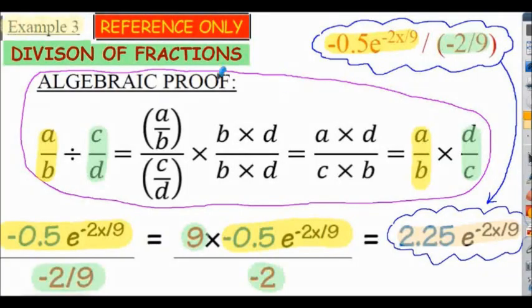Example 3 continued, and again purely for reference, this slide shows our division of fractions. We consider our one-line format in here. We got negative 0.5 multiplied by e to the negative 2x divided by 9, and that's all divided by negative 2 divided by 9. Referring to our algebraic proof of division of fractions, we can actually write that as 9 multiplied by the negative 0.5 multiplied by the exponential function divided by negative 2. And of course that evaluates then to 2.25 multiplied by the exponential function. And again, that's just for reference to show you how we manipulated the division of fractions in example 3.